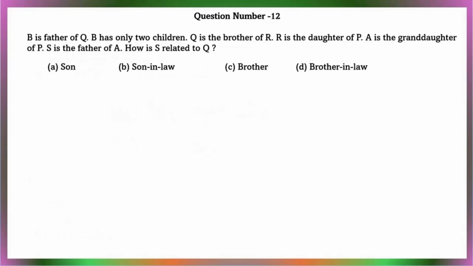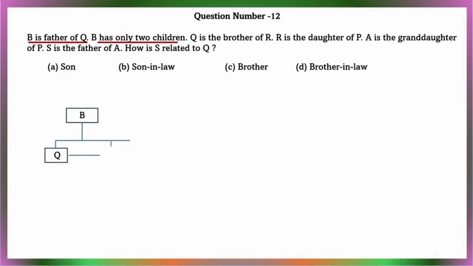Question 12. B is the father of Q. B has only 2 children. Q is the brother of R and R is the daughter of P. A is the granddaughter of P. S is the father of A. How is S related to Q? First, we know that B is the father of Q and has only 2 children. We leave the space for one more child.